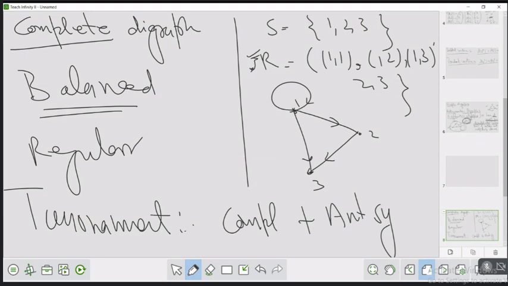And you know that every relation has some properties. When we say a relation is reflexive, symmetric and transitive, if these three properties hold, that relation is called an equivalence relation.